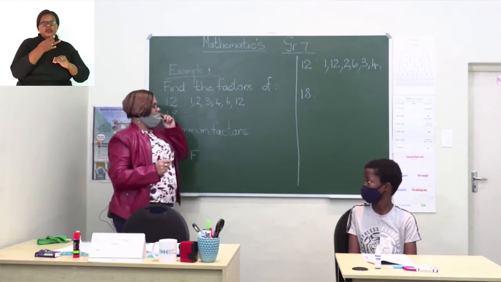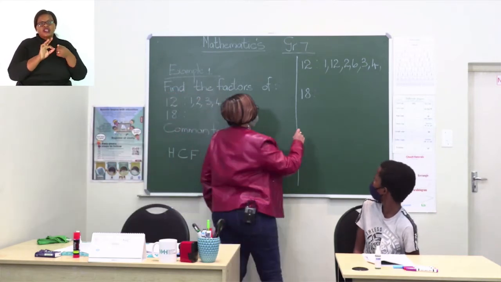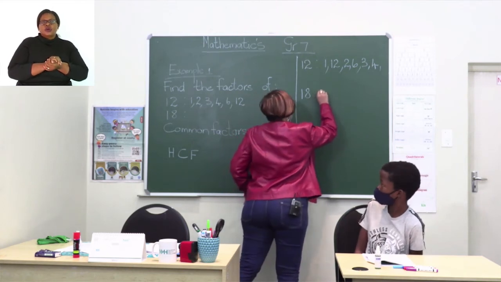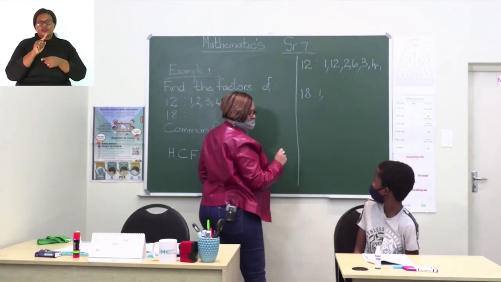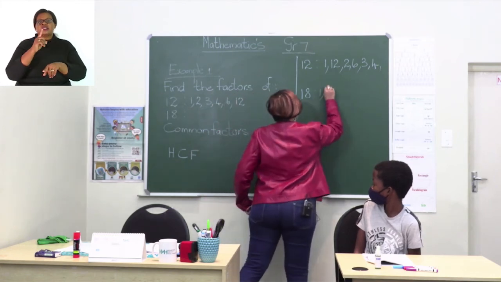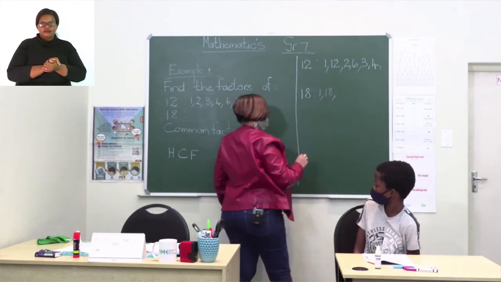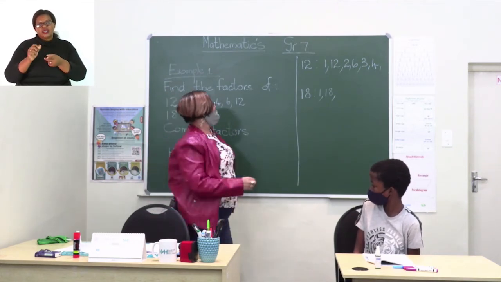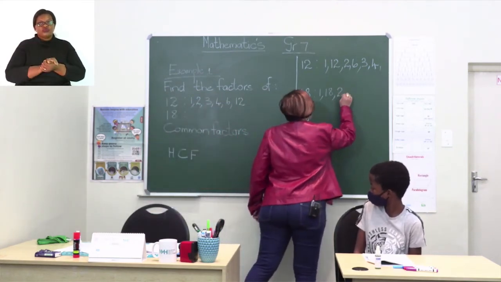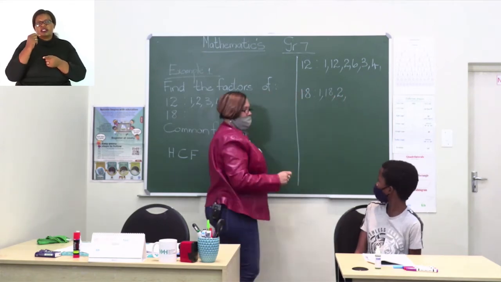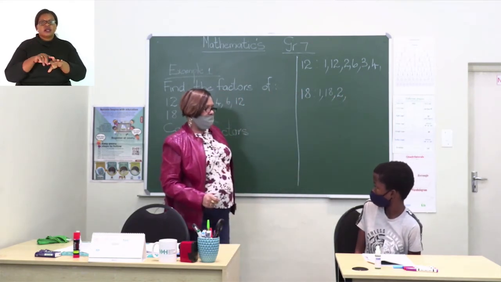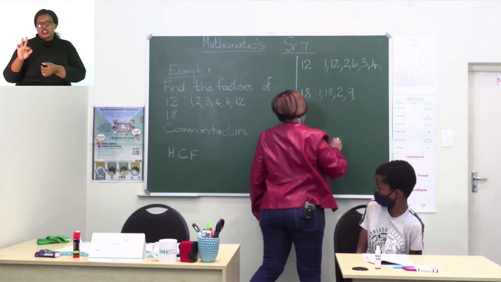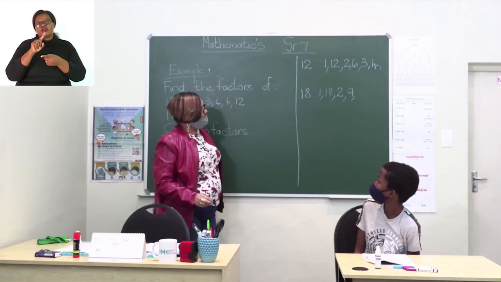What are the factors of 18? Pomweni, would you like to assist me? The factors of 18? 1. Right. 1 divided into 18 how many times? 18 times. Okay, so 1 and 18 are both factors of 18. Any other factors? He says 2. 2 divided into 18 how many times? 9 times. So 2 and 9 are both factors of 18. Any other numbers?